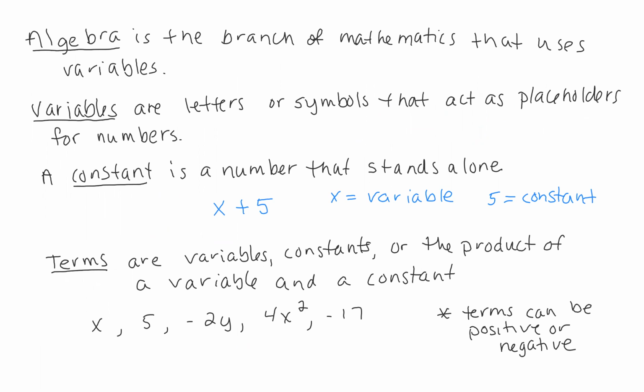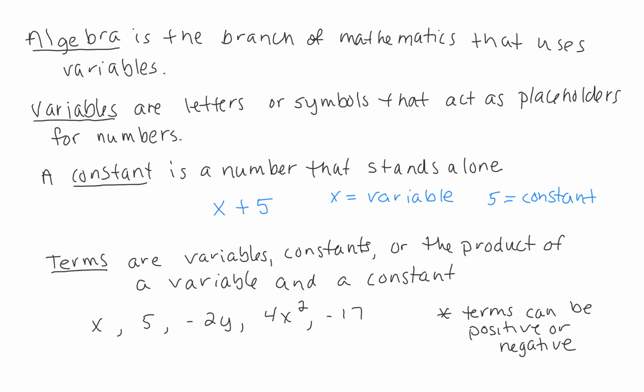So when you start seeing the alphabet in math, you're dealing with algebra, and that's a really generic definition. There's so much more to algebra, but for now, just know that variables mean algebra. Now, variables we know are letters or symbols that act as placeholders for numbers. And then we also can have numbers that are kind of all by themselves. So we call those constants. A constant is a number that stands alone.